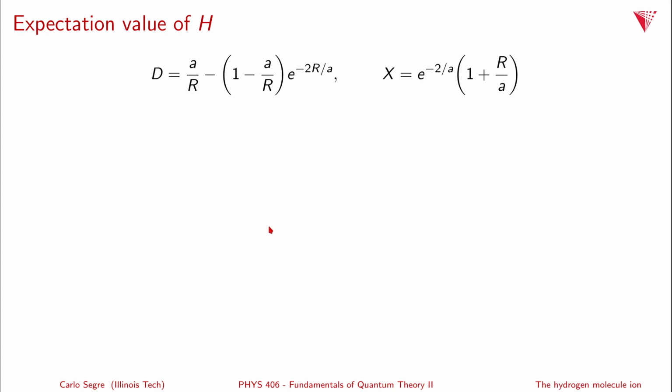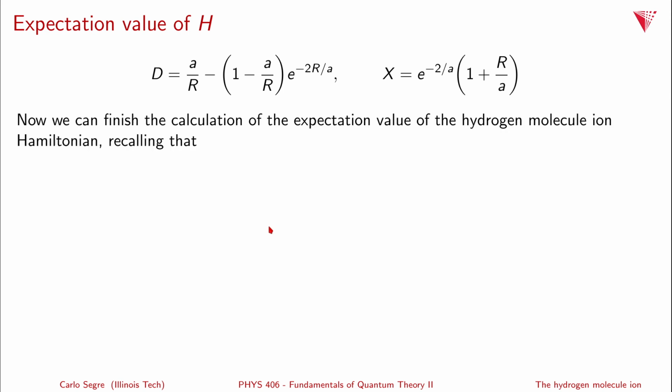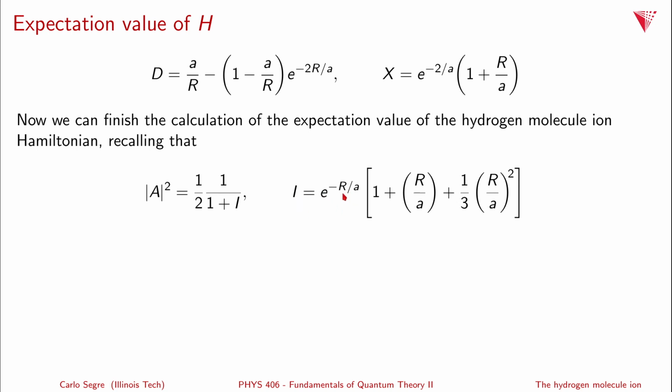So now we can calculate the full expectation value of the Hamiltonian. We recall that the normalization constant, capital A squared, is equal to 1/2 times 1 over 1 plus the overlap integral I, where the overlap integral I is e to the minus capital R over a times the quantity 1 plus R over a plus 1/3 R over a squared. And so we can now write everything together.